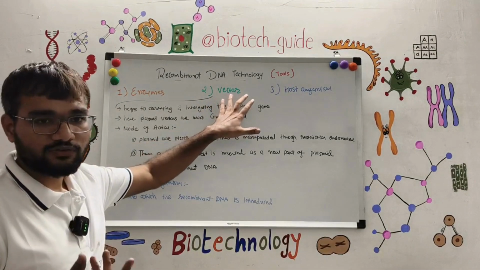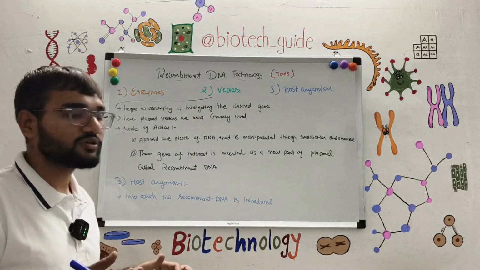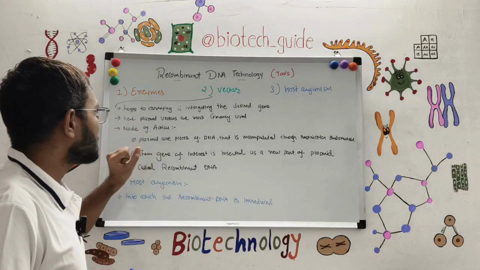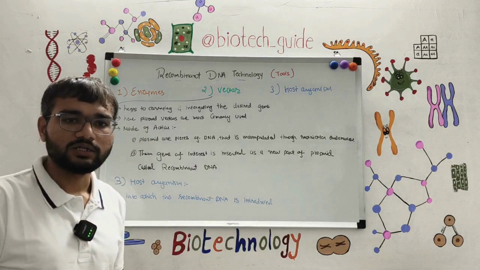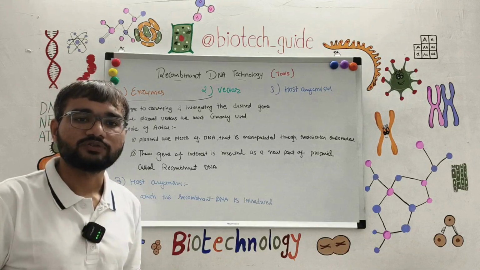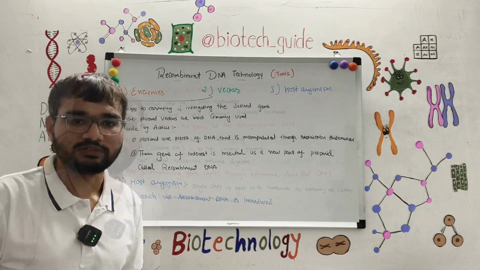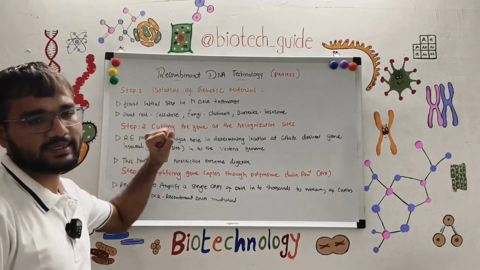Basically, different kinds of vectors are there. We'll make another video on the different kinds of vectors. So this is the simplest basic information behind all these tools. Now we'll proceed to the stepwise process of recombinant technology. So let us discuss the steps involved in recombinant DNA technology.